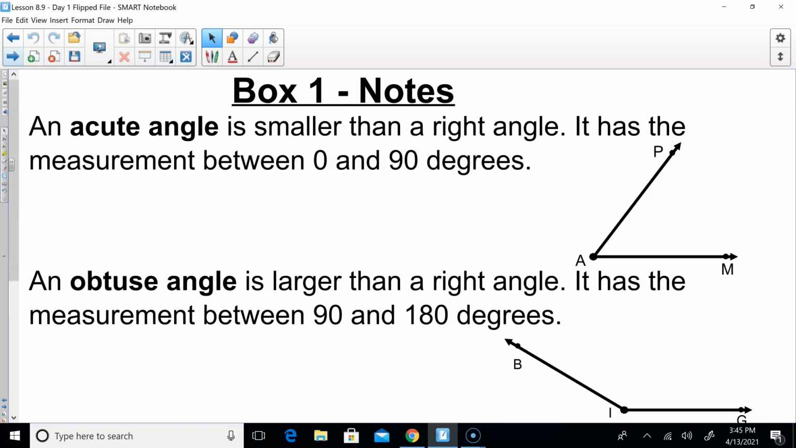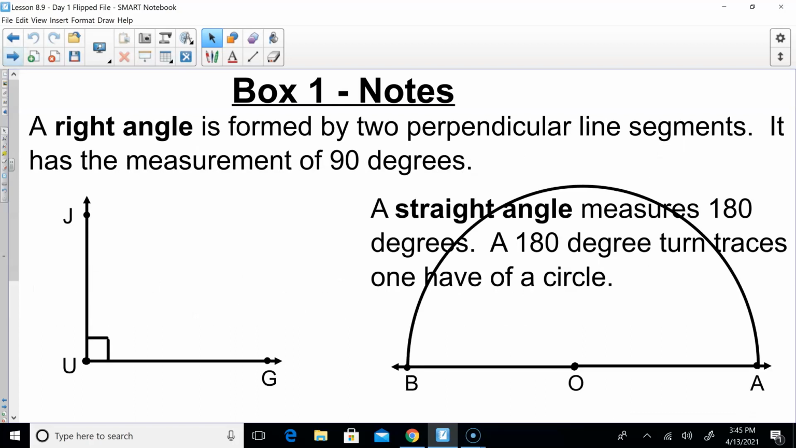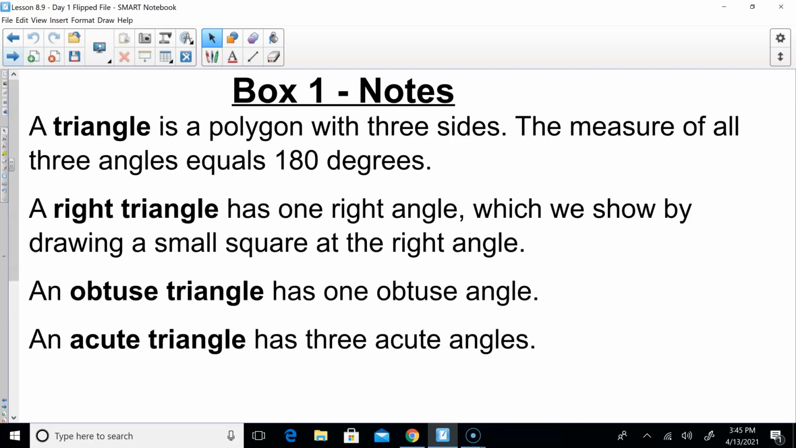Acute angles, remember, are 0 to 90. Obtuse angles are from 90 and 180. Right angles are exactly 90, and straight angles are exactly 180 degrees. Remember, a triangle has 3 sides. There could be a right triangle that has 1 right angle, which is shown by drawing a small square at the right angle. An obtuse triangle has 1 obtuse angle, and an acute triangle has 3 acute angles.